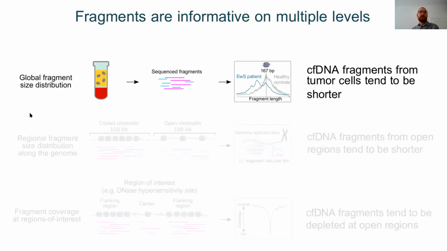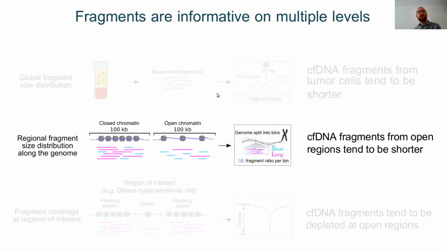First, we looked at the global fragment size distribution. And there we found, similar to what has recently been reported for adult cancers, that cell-free DNA fragments that come from pediatric tumor cells tend to be shorter than those that come from healthy cells. And this makes the global fragment size distribution a useful pan-cancer marker, because cancer patients usually show distributions that are shifted towards shorter fragments compared to distributions from healthy controls.